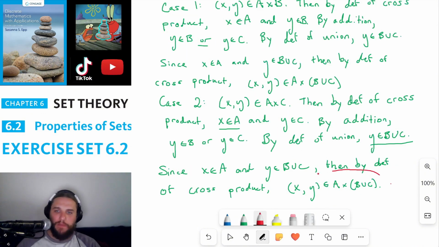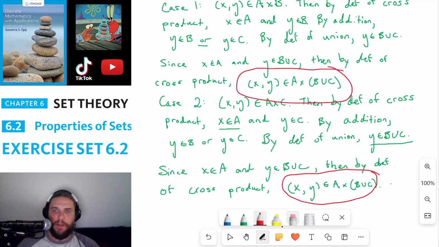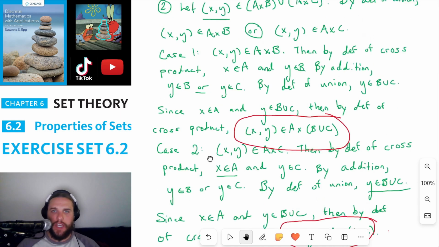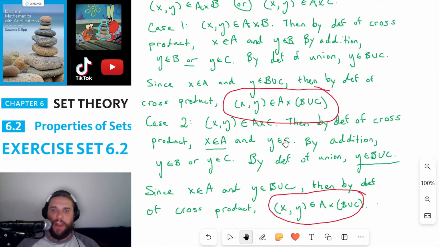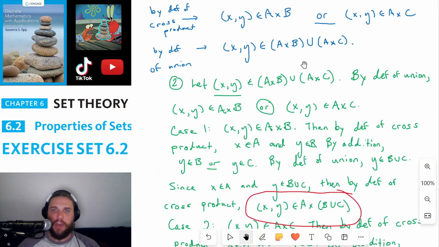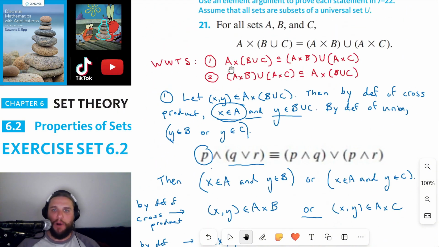The point is that no matter what the case is, X comma Y is going to be an element of A cross B union C. And that proves part 2, that if X comma Y is an element of A cross B union A cross C, then X comma Y is going to be an element of A cross B union C, which proves the second part of what we wanted to show. So since the first set is a subset of the second set, and the second set is a subset of the first set, then by the definition of set equality, both of these sets must be equal.